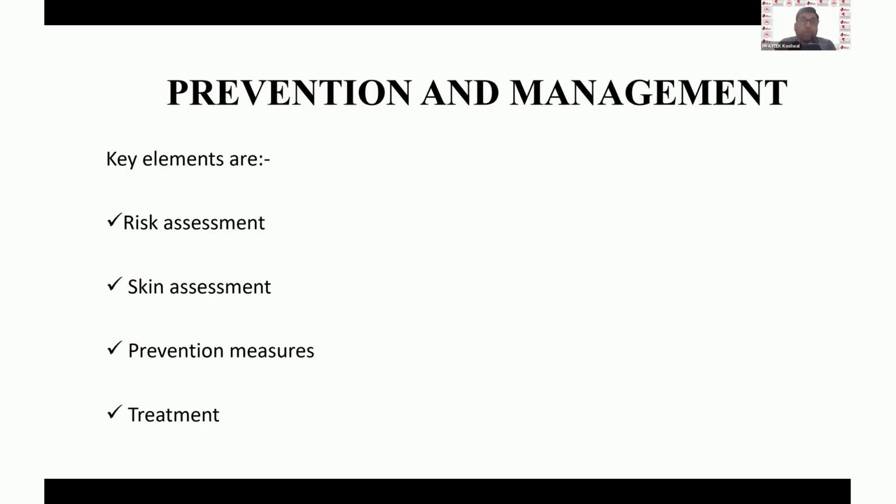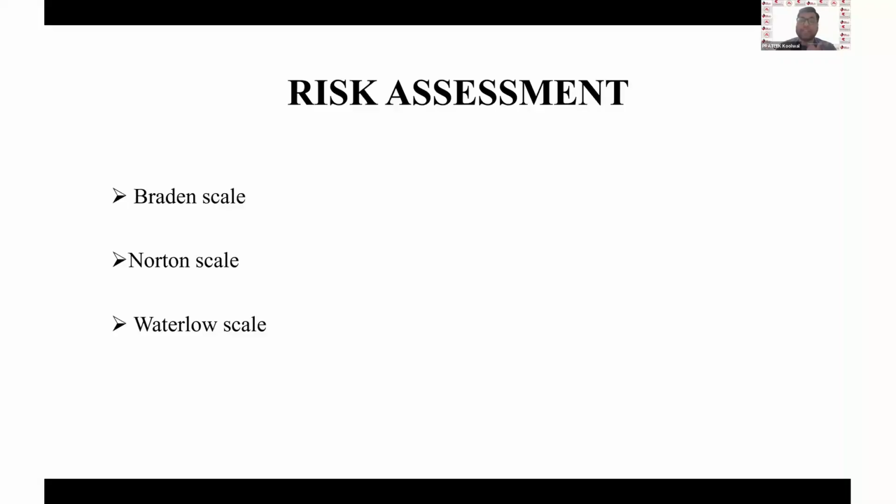As sir already told you, if it is not taken care of properly in the initial time, it will lead to the management part, which is very costly to the patient. Key elements: risk assessment, skin assessment, prevention measures, and treatment. Risk assessment is done by the Braden scale, Norton scale, and Waterloo scale. The most common scale that we use in our ICU, I think in all ICUs, is the Braden scale only.